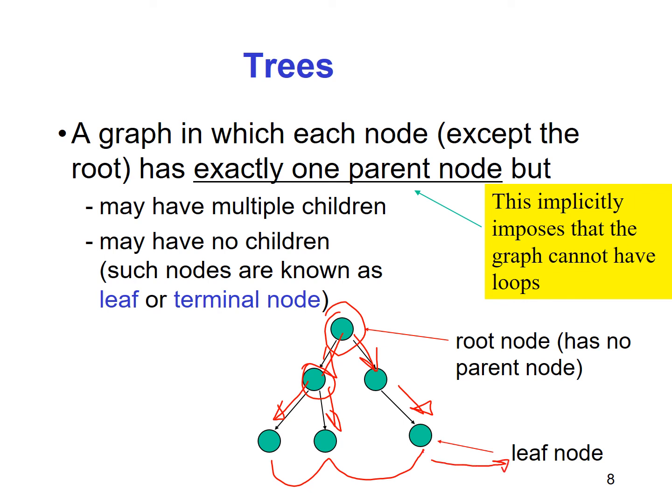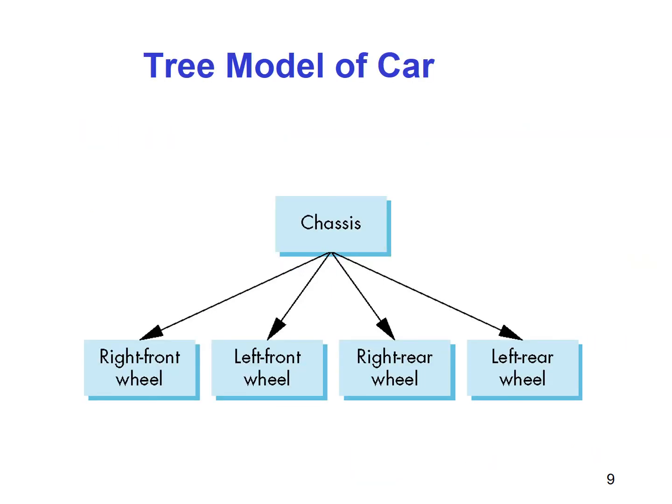And of course, this terminology resembles the terminology of the trees, where every branch sort of branches out to multiple children and they end up on leaves. So leaves do not have further branches. Now we use this tree model to represent the model of the car. So we have chassis as our root node, and then it has 4 children, the 4 wheels of the car.